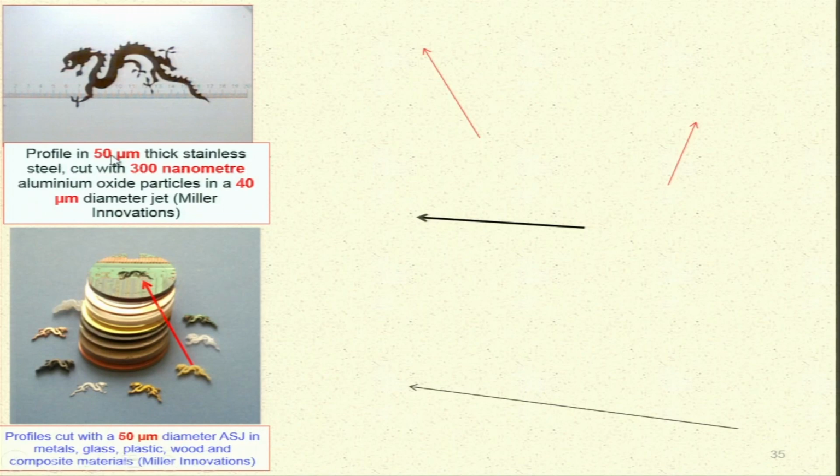These are the different structures that were cut by Miller. Profile in 50 micrometer thick stainless steel cut with 300 nanometer aluminum oxide particles in a 40 micrometer jet. Note that nanometer particles are used for cutting such a 50 micrometer thick stainless sheet. Here you can see profiles cut with a 50 micrometer diameter abrasive water jet in metals, glass, plastic, etc. And these are the features that have been cut on different sheets. These are the different features that have been removed from here.